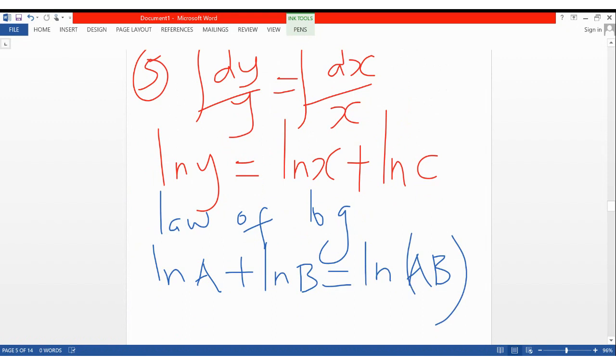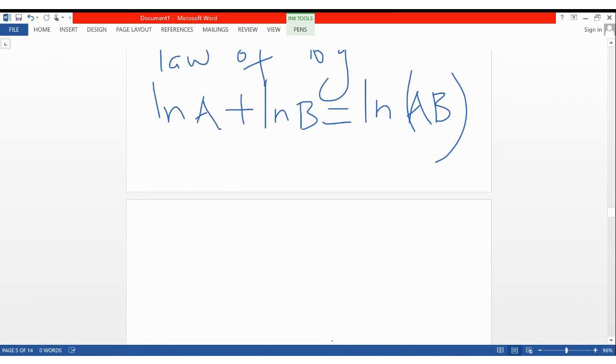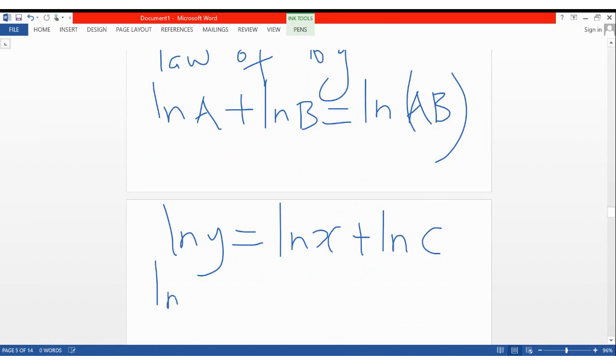So that's what I'll do, and you'll be able to see my final answer. Bear with me. I want to simplify that using this law. So I have ln y is equal to ln x plus ln c. I'll have ln y the way it is, then these two I'll combine as ln of xc. I'm able to multiply them because I'm adding.